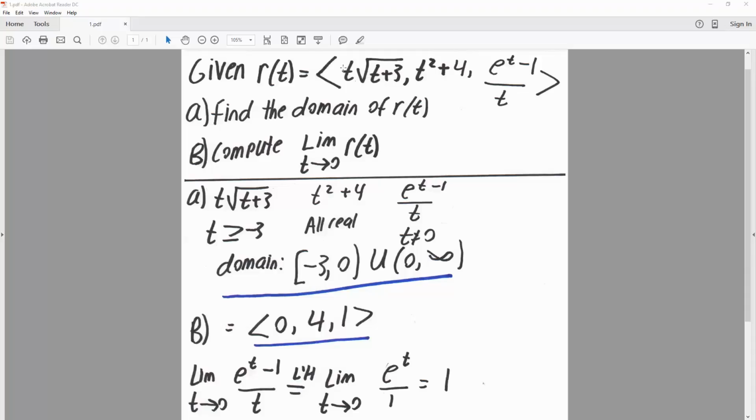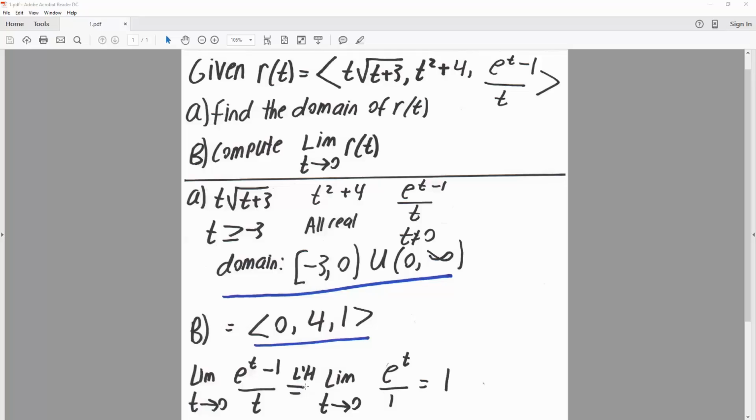So we get 0 here, so we know it's going to be 0 for this one. We do the same thing for this. We put in 0, so we would get 0 plus 4, so we get 4. This is a little challenging because we would have 1 minus 1 is 0, divided by 0. So we know to use L'Hopital's rule.